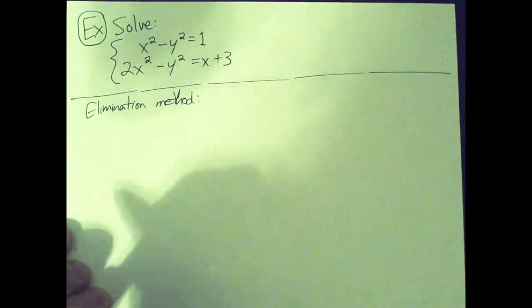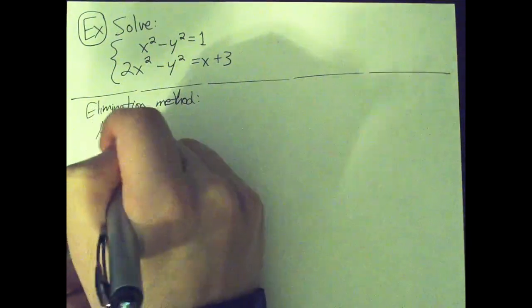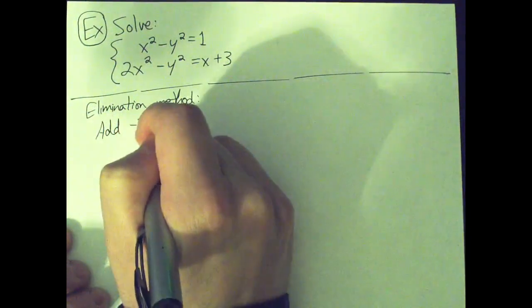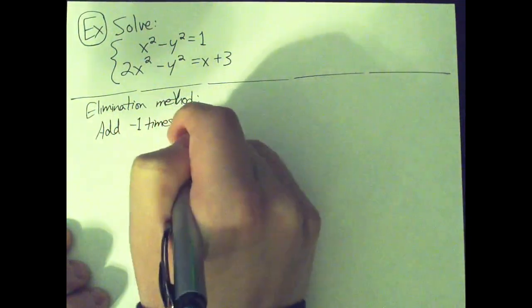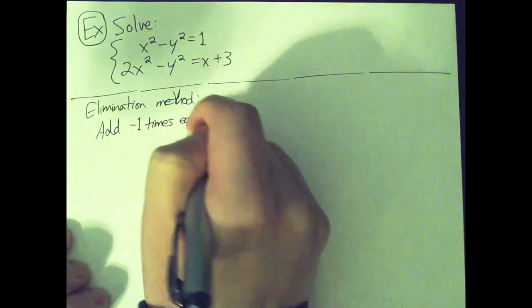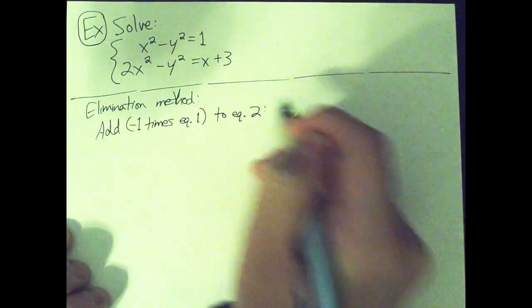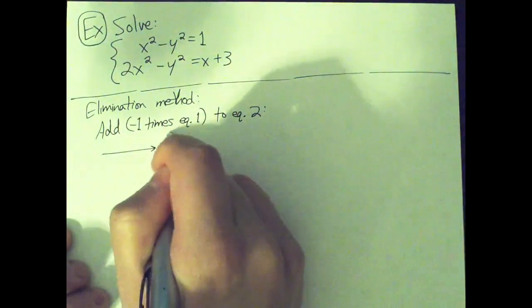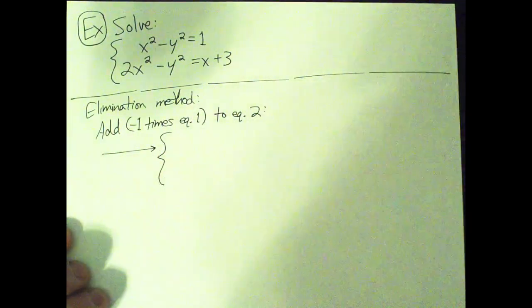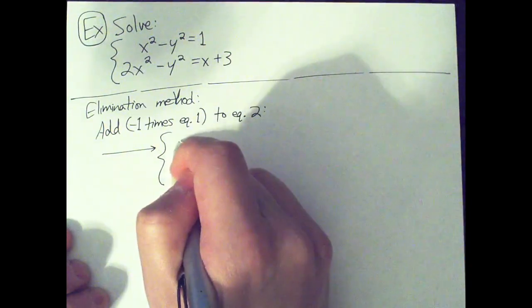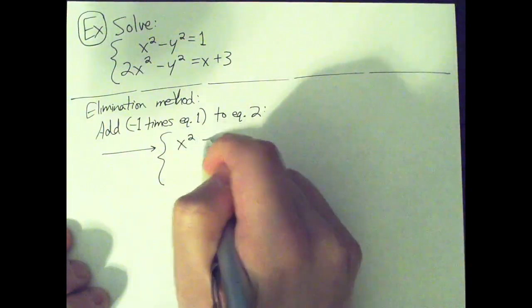But let's see, I decided to add negative 1 times equation 1 to equation 2. I mean, we can do those kinds of steps even with nonlinear systems. So equation 1 did not change.